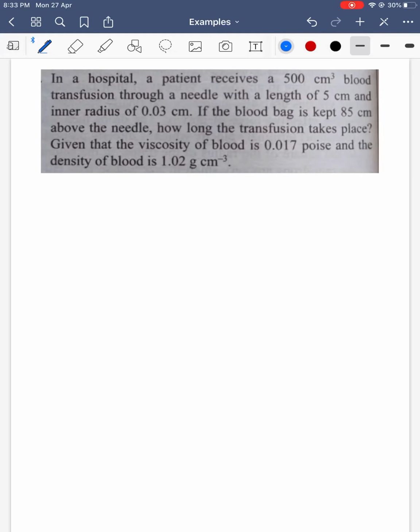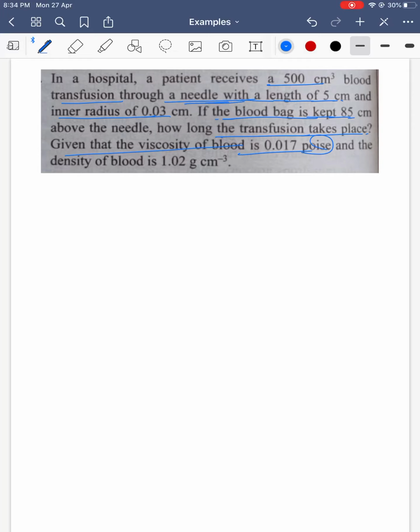In a hospital, a patient receives 500 centimeter cube of blood transfusion through a needle of length 5 centimeter and inner radius 0.03 centimeter. If the blood bag is kept 85 centimeter above the needle, how long does the transfusion take? Given the viscosity of blood is 0.00717 poise. The poise is a CGS unit and everything is given in CGS units, so don't have to worry about it.